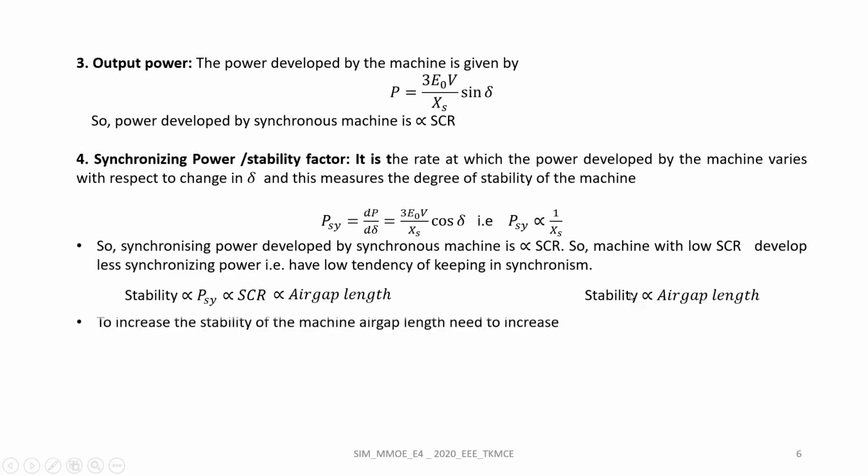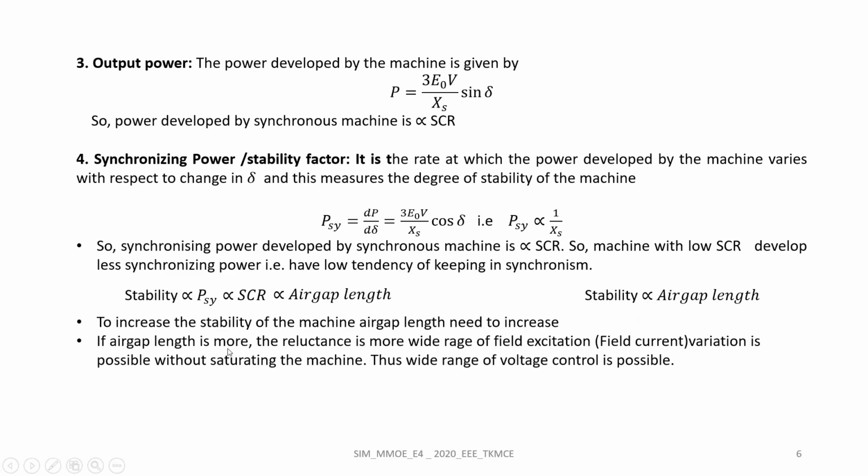Let's see that one in detail. So to increase the stability of the machine, air gap length needs to be increased. If air gap length is more, obviously the reluctance is more. If reluctance is more, a wide range of field excitation is possible without saturating the machine. So we can increase field current over a wide range without saturating the machine. Thus, a wide range of voltage control is possible.